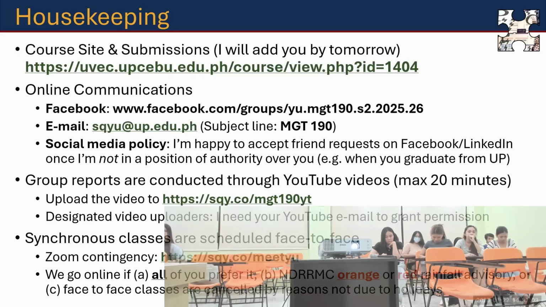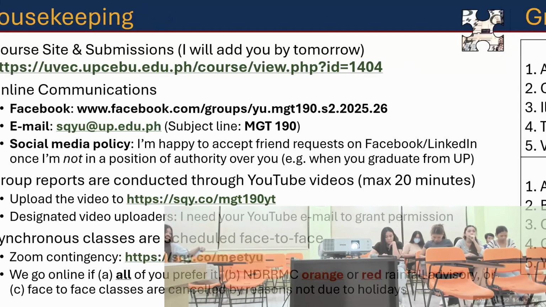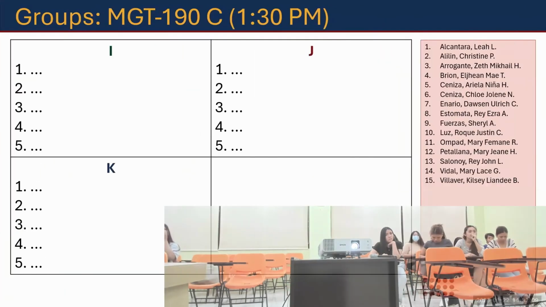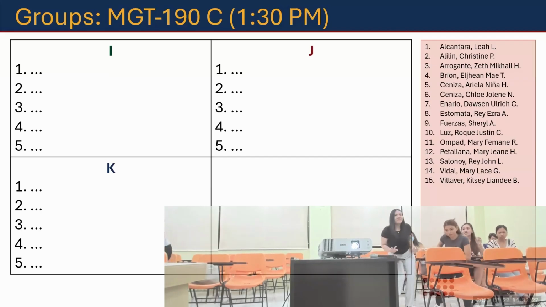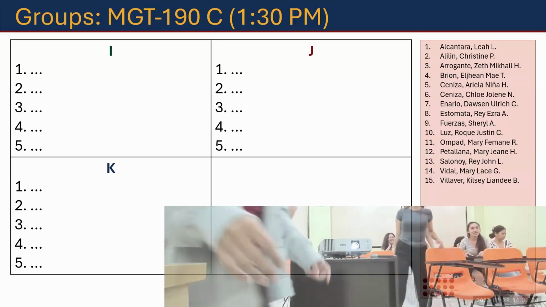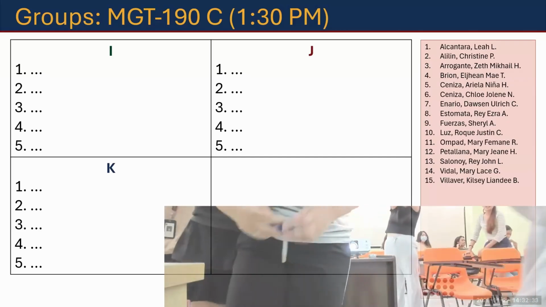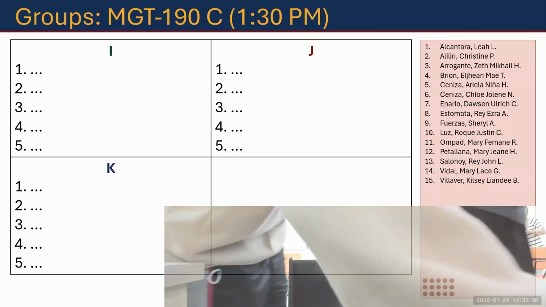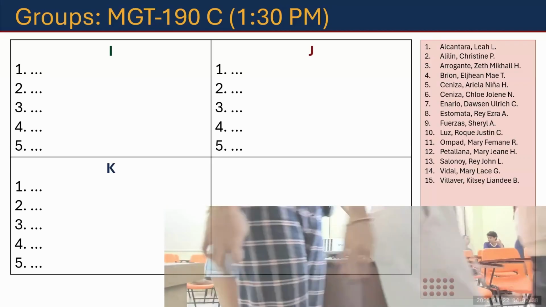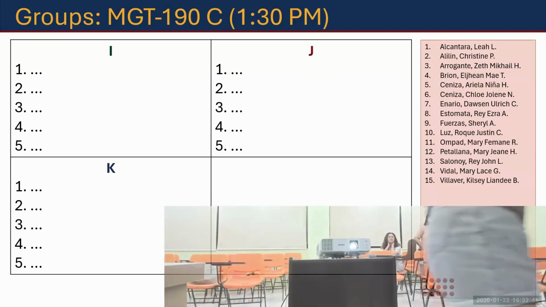So, we are now going to decide who is going to be in the groups. In order to reserve your group, kindly take a pen, write your name and a letter, I, J, or K. First come, first served. Just write it here or anywhere. So I, J, K, right? Five members per group.